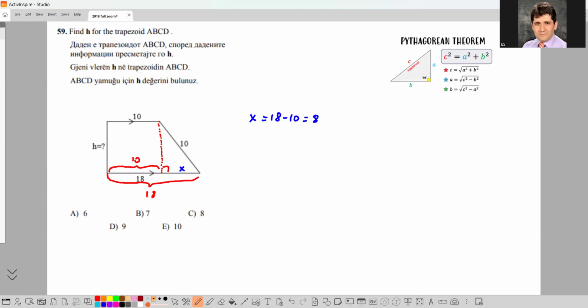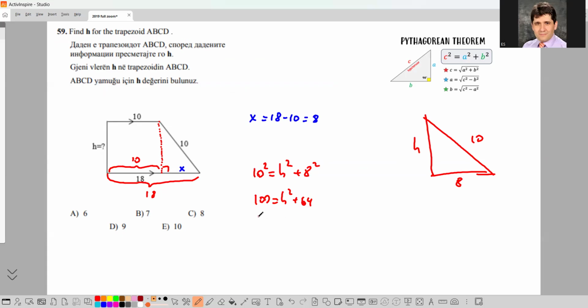Great, now we have a triangle, one right angle triangle, not any triangle, but a right one. This is 10, this is 8, and the height. Well, 10 squared is h squared plus 8 squared. 100 is h squared plus 64. h squared is 100 minus 64. h squared is 36. So this is 6. The height was 6.